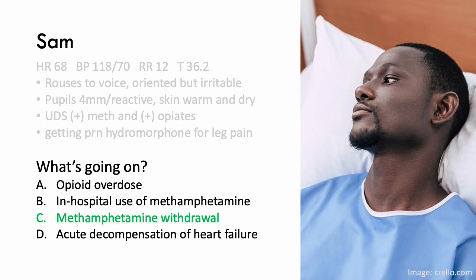To me, this looks like stimulant withdrawal. It can be easy to confuse with opioid excess, though. In this case, the pupils aren't pinpoint, so I have low suspicion for opioids as the cause of his somnolence. And with these vitals and his warm and dry skin, I'm less worried his somnolence is due to his heart. As for in-hospital use of methamphetamine, we'd probably be seeing a higher heart rate and blood pressure if that were the case.